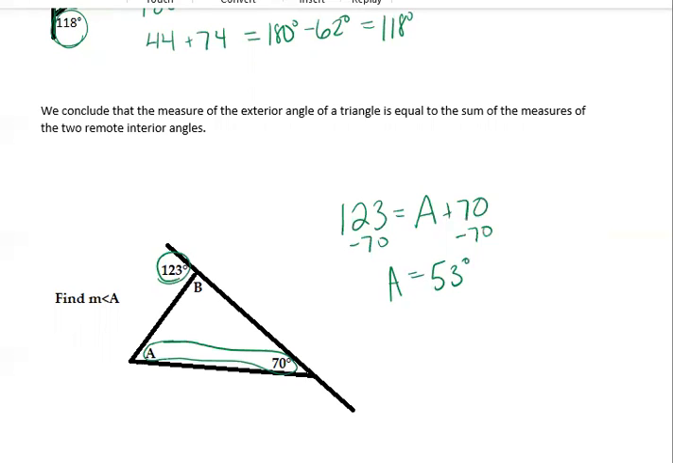So that's really all there is to lesson 23. It's pretty straightforward.